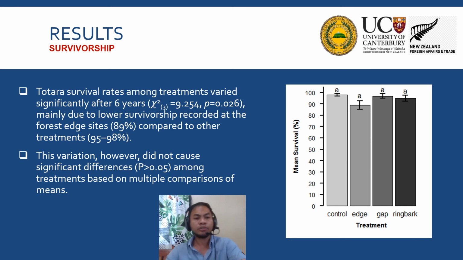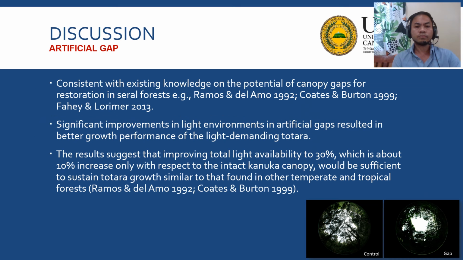For survival or survivorship, Totara survival rates among treatments varied significantly after 6 years, but mainly due to lower survivorship recorded at the forest edge sites compared to other treatments. The seedlings had very good survivorship, which was 89% at the edge site, and about 95 to 98% in other treatments. This variation, however, did not cause significant differences among treatments based on multiple comparisons of means.